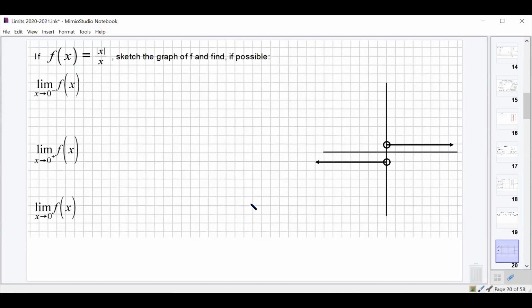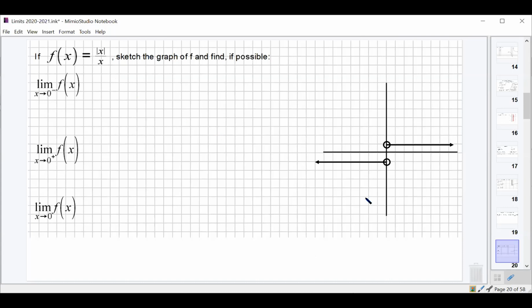It's the absolute value of x over x, and it looks just like this. We got a horizontal line to the right at 1 and to the left at -1. And at x equals 0, we have open circles on both sides. So if I plug in 0, I get 0 over 0. I plug in any positive number, I get 1. I plug in any negative number, I get -1.